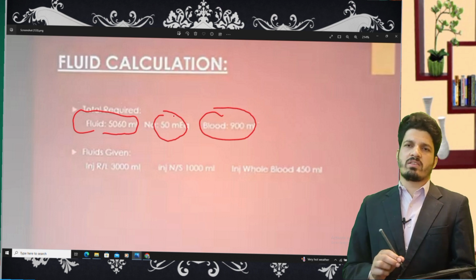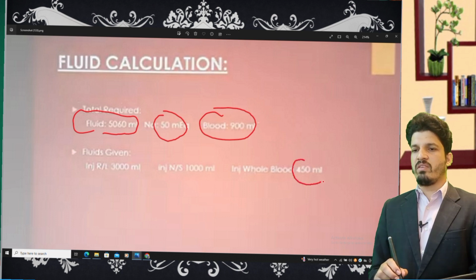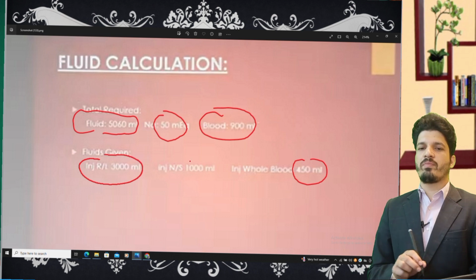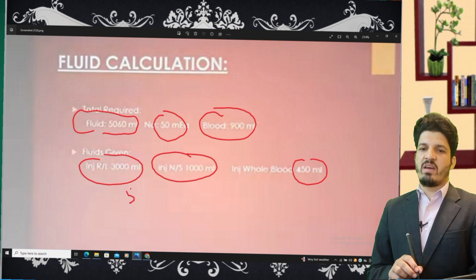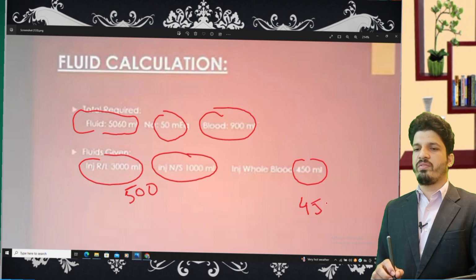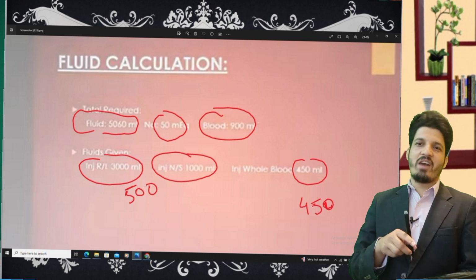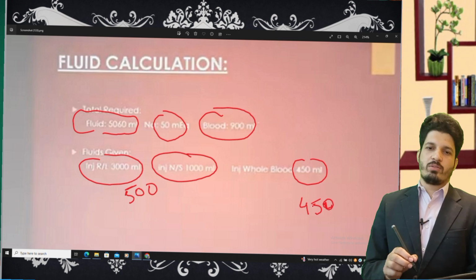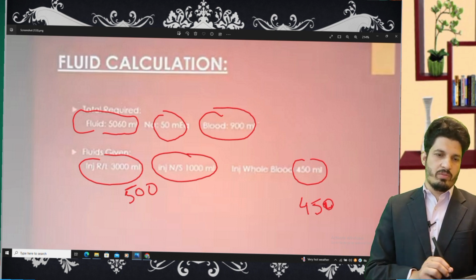Due to certain reasons blood was not available, only one unit of blood was available, so we have given 450 ml blood, and we have given Ringer lactate 3 liters, and normal saline 1 liter. So 500 ml is deficit from here, and 450 ml is deficit from here. I have mentioned this because I have to replace this fluid in the post-operative period. I have mentioned this here for your simplicity.